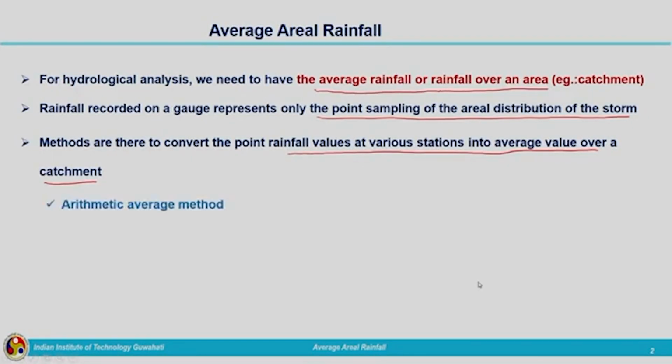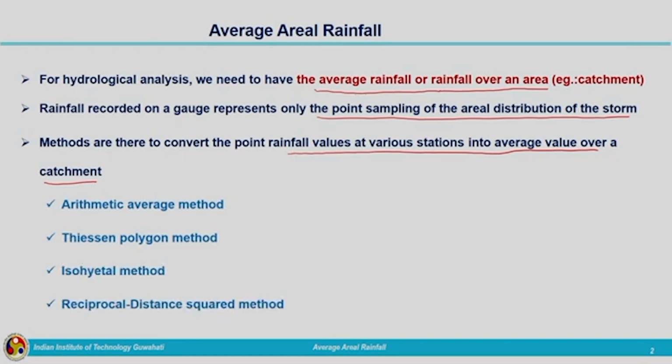First one is the arithmetic average method, then the Thiessen polygon method, isohyetal method, and reciprocal distance squared method. These are the commonly, conventionally used techniques for finding the average aerial rainfall. And nowadays, by using GIS, Geographic Information System software, we can make use of these rain gauge data and go for interpolation techniques to get the average values also. Let us see these techniques one by one.